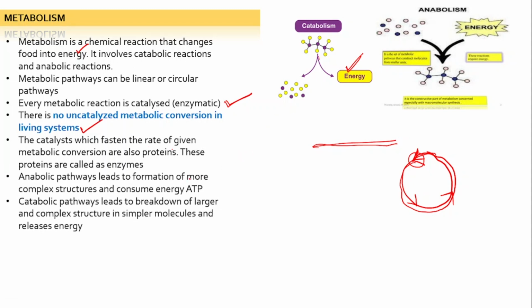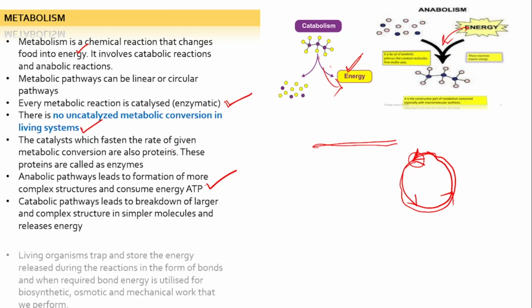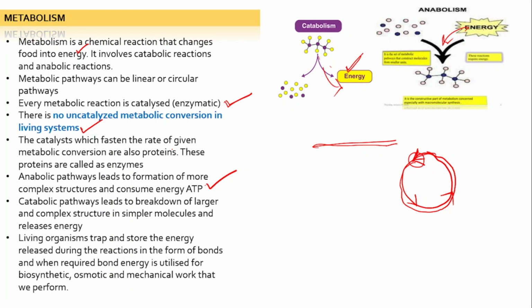Anabolic pathways lead to the formation of more complex structures and consume energy. Here you can see energy is consumed, whereas here energy is released. The catabolic pathways lead to the breakdown of larger and complex structures into smaller units or smaller molecules, and also release energy. Living organisms trap and store energy released during the reactions in the form of bonds.